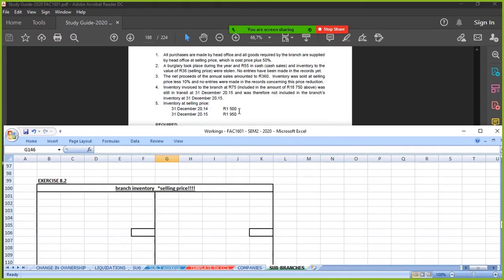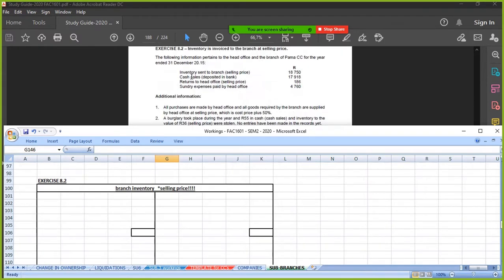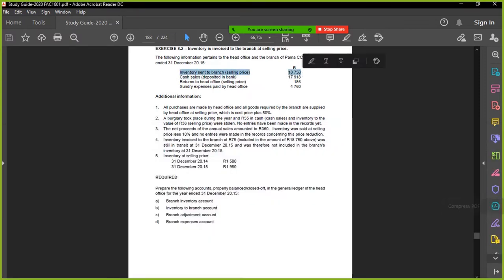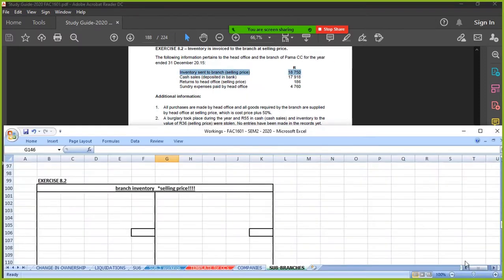All right, so first things first is obviously to look at the information at the beginning. Okay, so if you look at this, what can you tell me about this first part? What do we have here? What's your first impression? So we have information that ended on the 31st of December for head office and branch. And what is this representing? The amount that was sent to the branch?